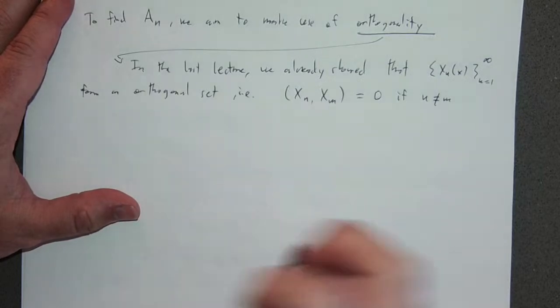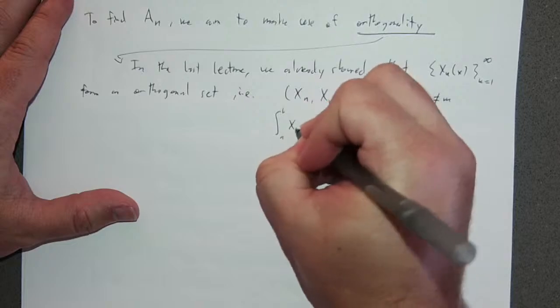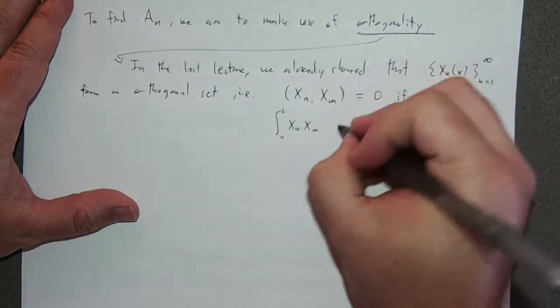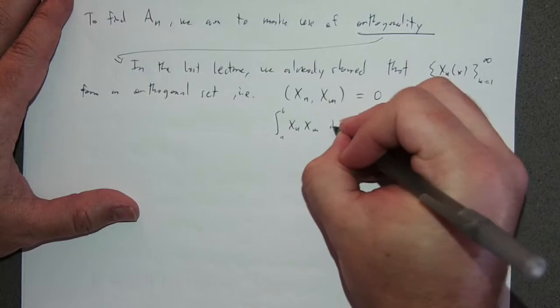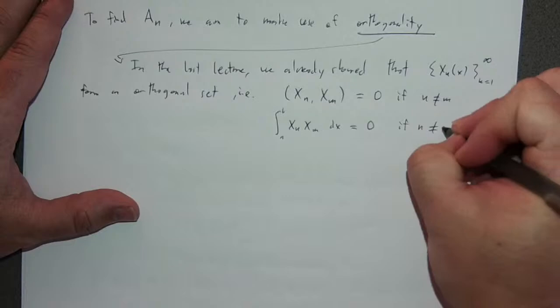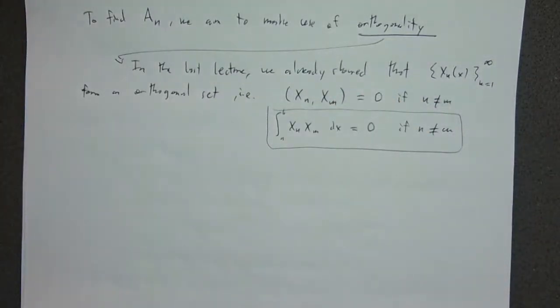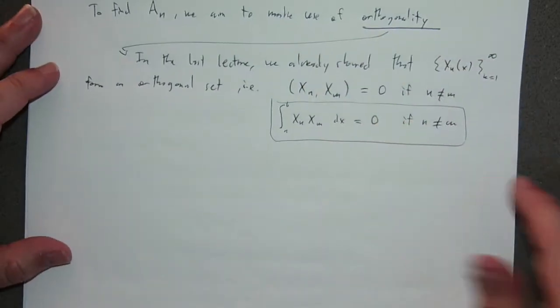Remember, though, this inner product is the statement that this integral is 0 if n is not equal to m, which should ring recognition bells in your head, to get you to see, oh, I've seen things that look like this before. Okay, so we want to use this orthogonality. So how do we do that?